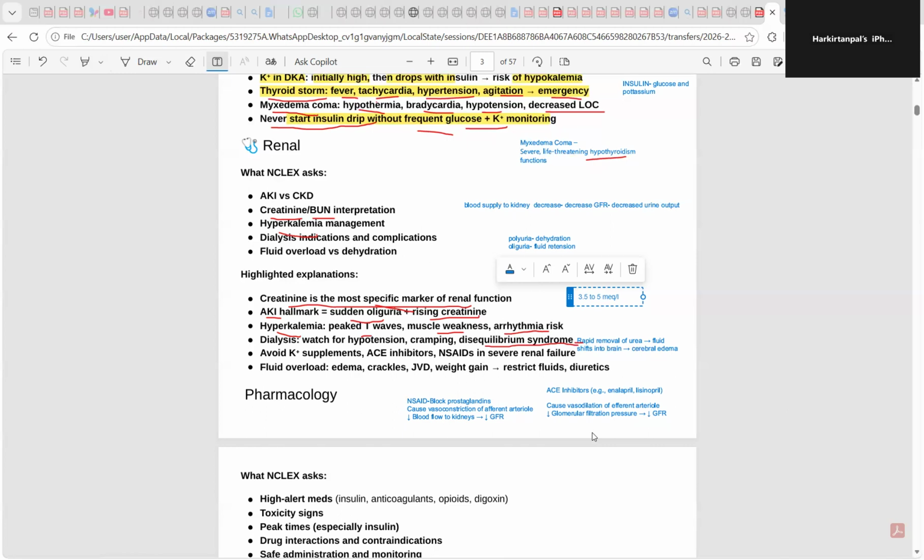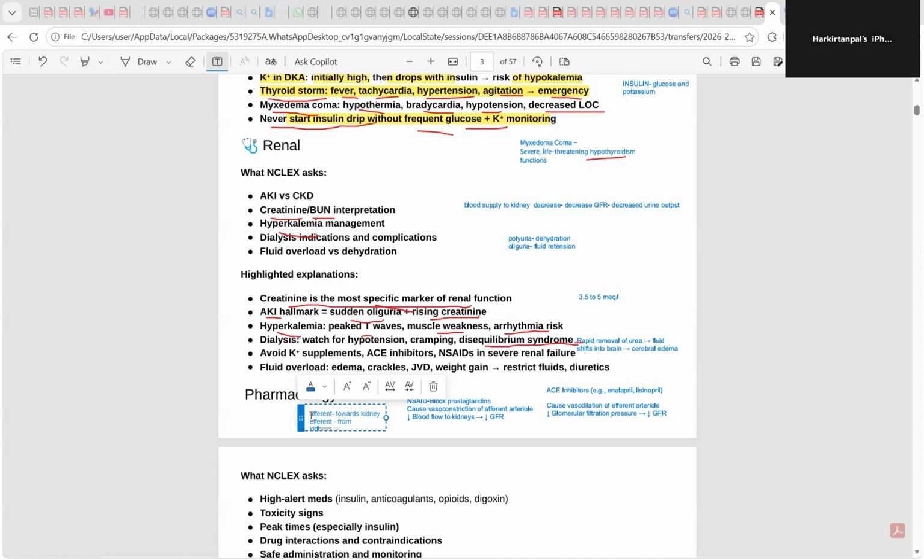In addition, non-steroidal anti-inflammatory drugs are also not recommended for a patient with severe renal failure. Why? Because they can cause vasoconstriction in the afferent arteriole. Let me explain afferent and efferent. Afferent means towards the kidney. Efferent means away from the kidney, that is, from the kidney.